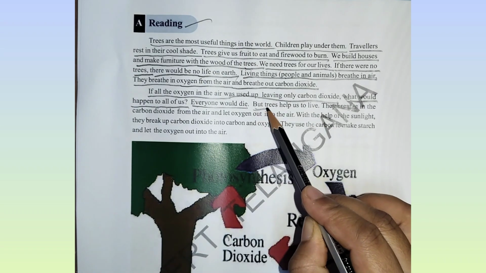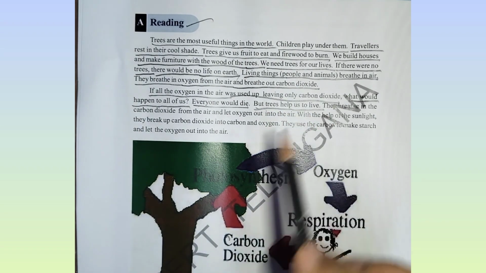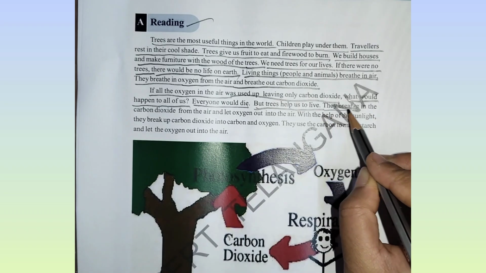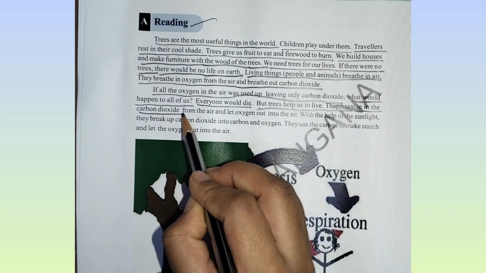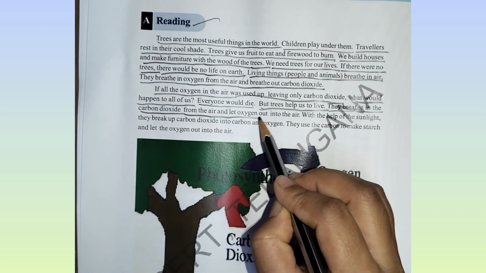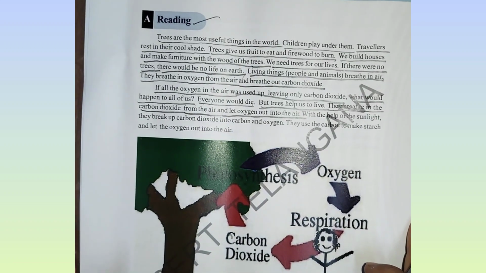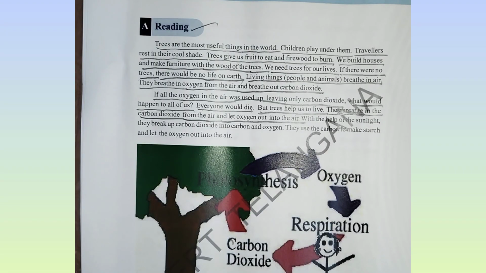But trees help us to live. The trees help us to live by releasing oxygen. They breathe in the carbon dioxide from the air and let oxygen out into the air. Whatever carbon dioxide is released from the animals and the people, the trees take that carbon dioxide and release the oxygen into the air, so that it is helpful for all the animals as well as the people.